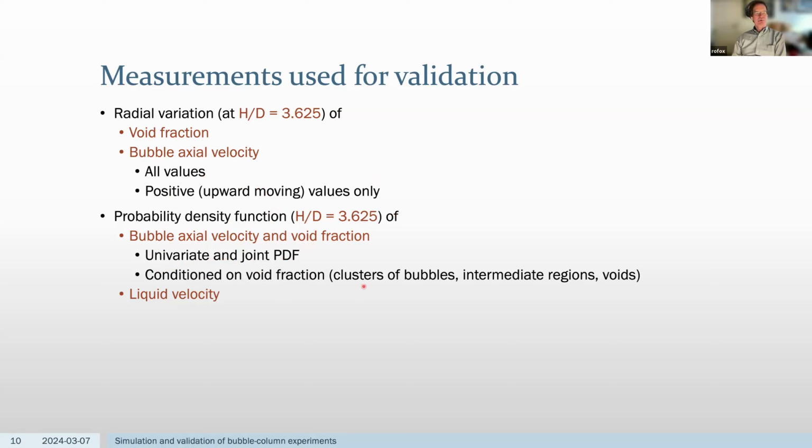In the JFM paper from the Grenoble group, they split it into three different types of regions: high void fraction or cluster regions where bubbles are moving up at high volume fraction, intermediate regions where the bubble velocity is near the mean, and then regions where there are very few bubbles or voids. And we'll see how the velocity depends on which region you're in. And likewise, we'll be looking at liquid velocity data.